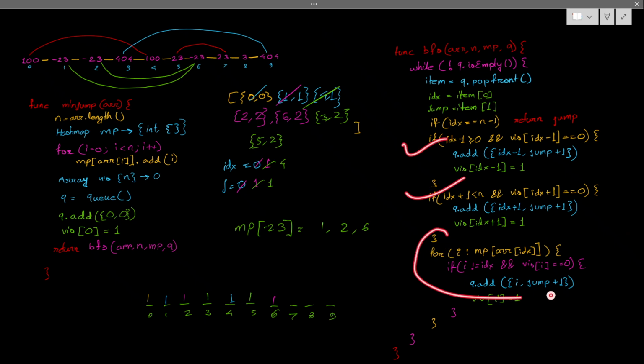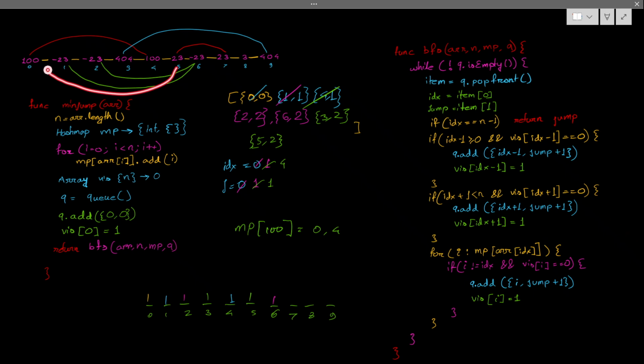Now I have to check where 100 is present. 100 is present at the 0th index. So map of 100 will store 0 comma 4. Can I go to the 0th index? It is not equal to my current index, but it is already visited, so I cannot go. I have to skip this 0. The fourth case is the index equal to the current index, so I cannot go to the fourth index as well. I will not add anything here.